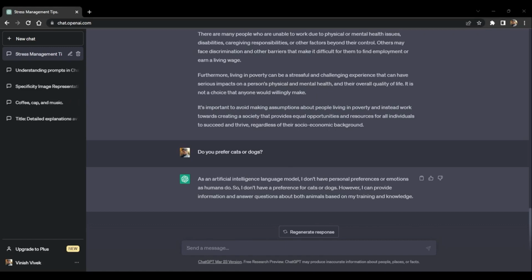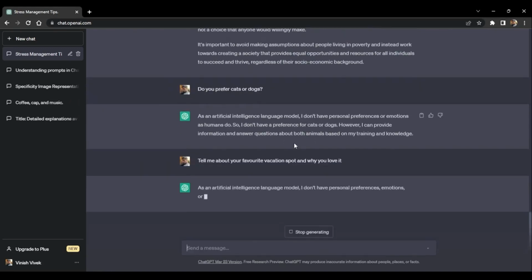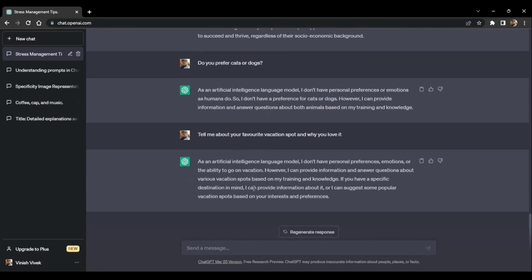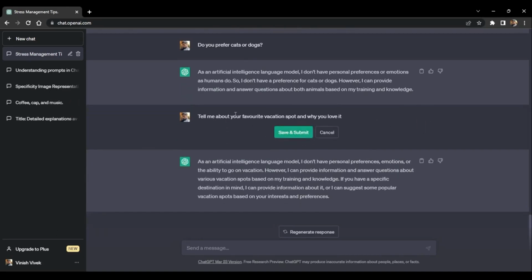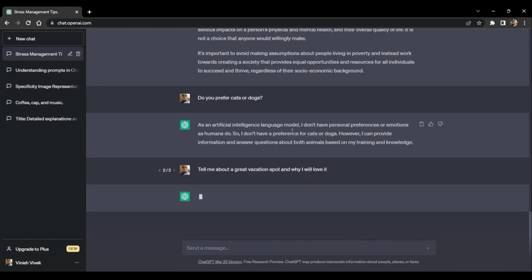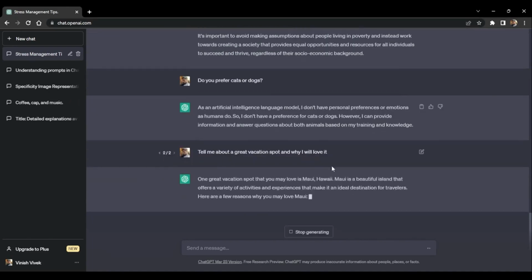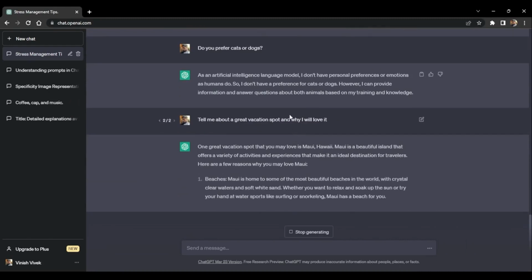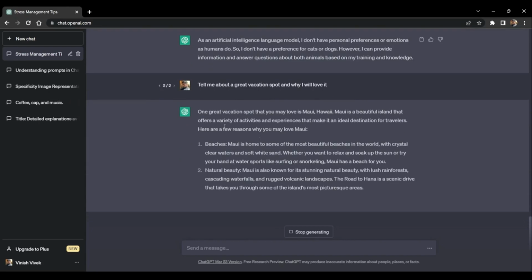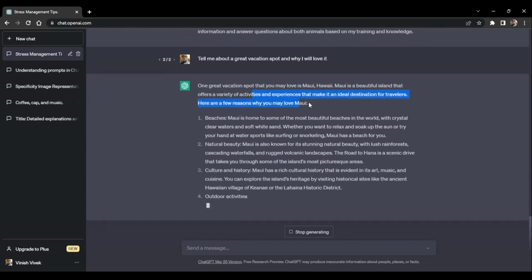Some other questions that you could actually find pretty open ended and conversational is something like this: tell me about your favorite vacation spot and why you love it. Now, this will still give you the same answer, that it doesn't have any preferences. But if you have any particular destination in mind, it would have given you a good response. Tell me about, rather than your favorite, I could say a great vacation spot and why I will love it. Now, this is pretty open ended. Let's ChatGPT give me a good spot. And at the same time, it also leaves room for a conversation as to why I will love it, thus giving me not a yes no question, but a pretty in depth question about why I might love Maui.